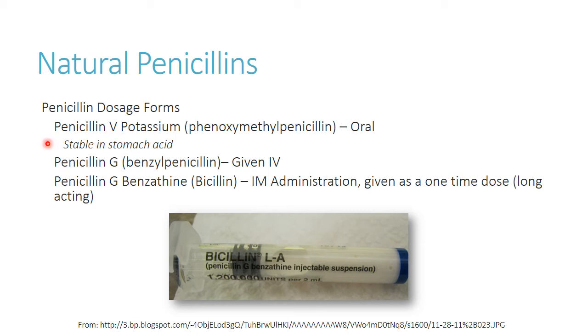So if you ever see the oral form, that's what it is. We also will have this other form. Anyone ever heard of bacillin? This is an interesting form. It's called benzathine penicillin G. The brand name is bacillin, and basically this is really good for intramuscular administration.